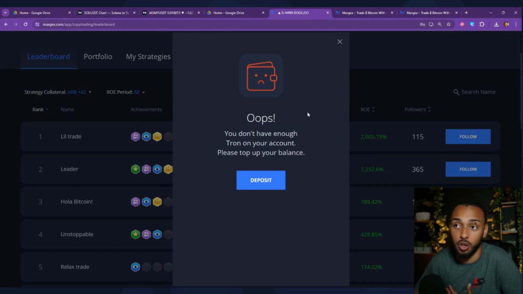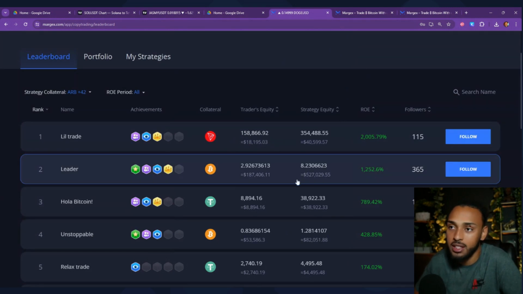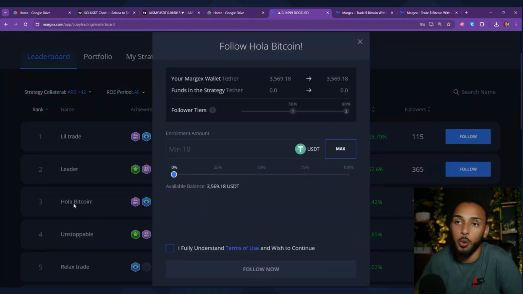Now, personally, I don't have Tron, and I forgot about that. So let's just go to Bitcoin. Let's just do Tether. Tether's way easier. Say we want to go with Ola Bitcoin.